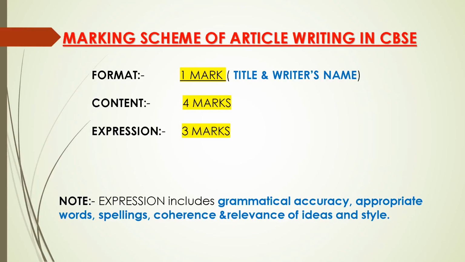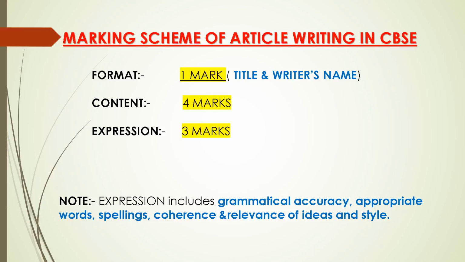Expression includes grammatical accuracy: whether you have written grammatically correct sentences, used proper tense, used appropriate, suitable words, and whether your spellings are correct or not. Then there is coherence and relevance of ideas and style. It means that your ideas are related and consistent with the topic or the content of an article or not.